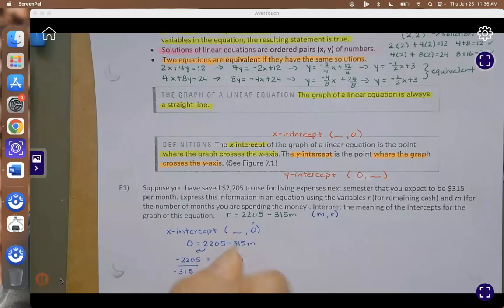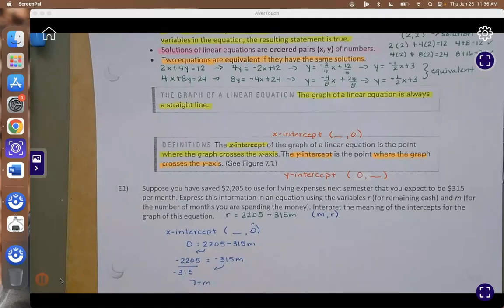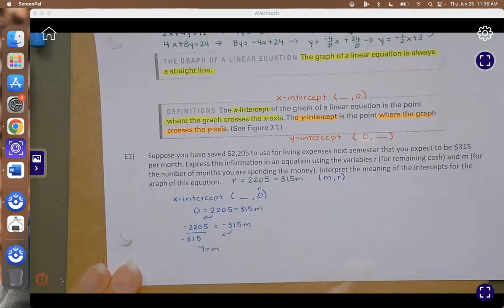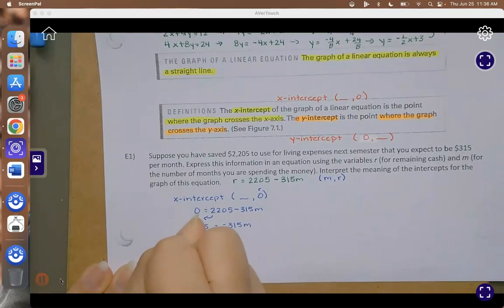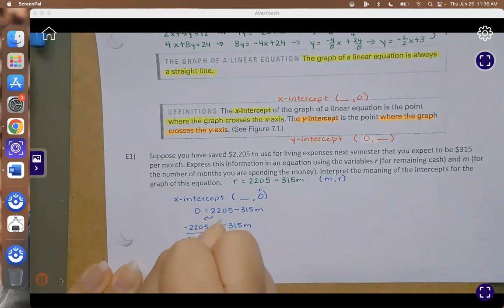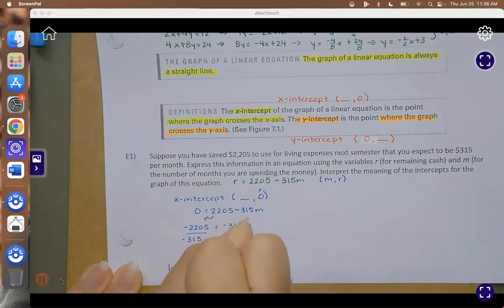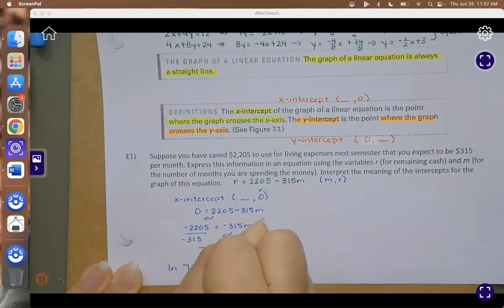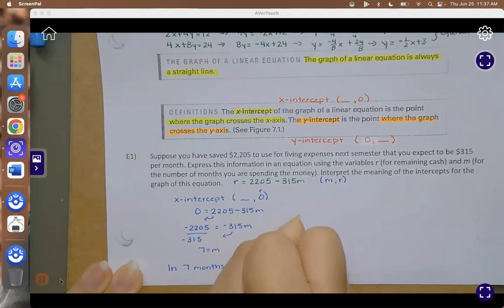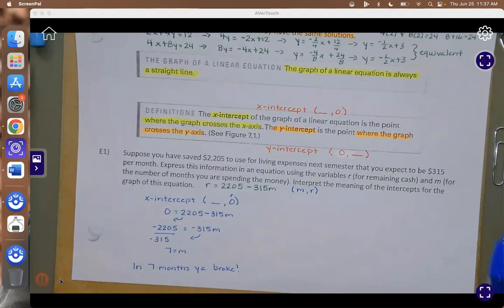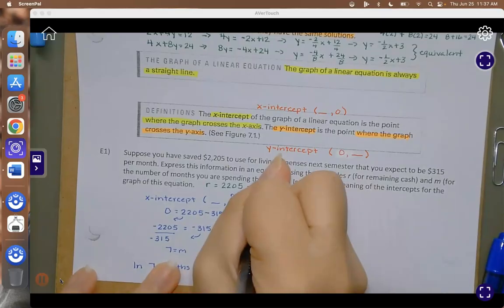What did we say M is? The months. Okay, so what does this mean? Our remaining cash is 0, so that means in 7 months, you're broke. Alright, so we got to be very mindful of our money.